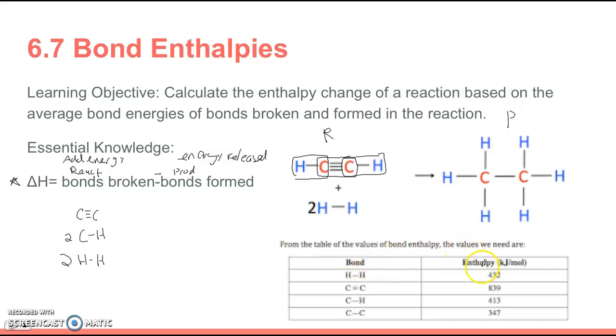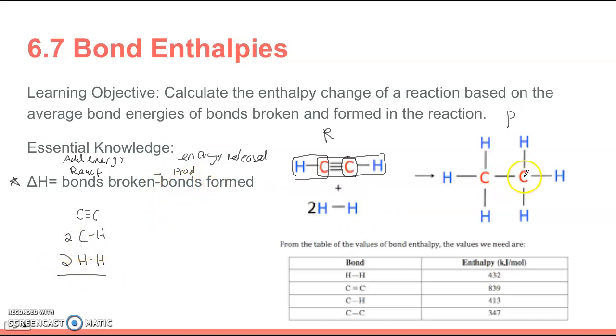Then you're given a table of bond enthalpies or bond energies, and these would be numbers that would be given to you on any test. They're not anything that needs to be memorized. So then you can look up numbers for these, multiply by the number of bonds of each type, and add all those together.